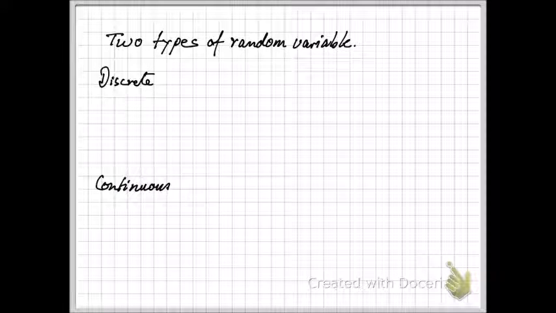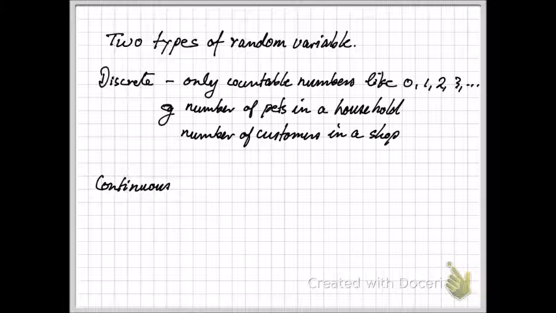Alright, there's 2 types of random variable. There's discrete random variables and continuous random variables. So discrete random variables are things where you're counting, the number of pets in a household or the number of customers in a shop. And so they take only values that are whole numbers like 0, 1, 2, 3, etc.